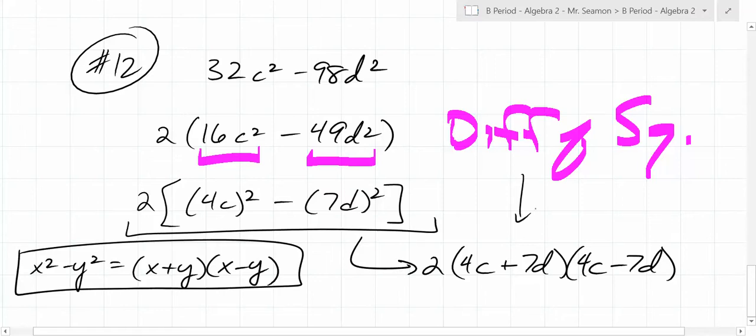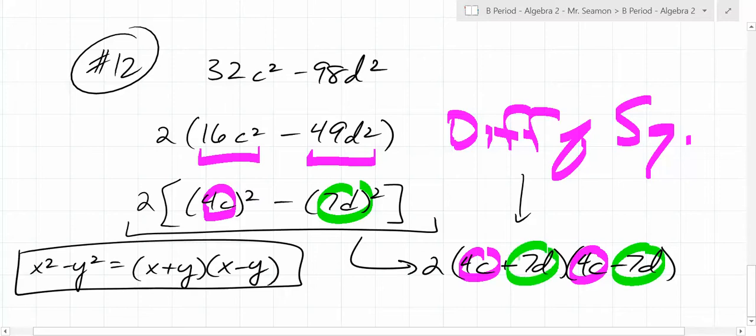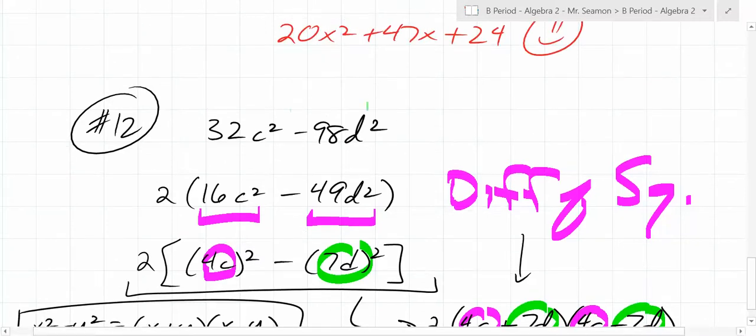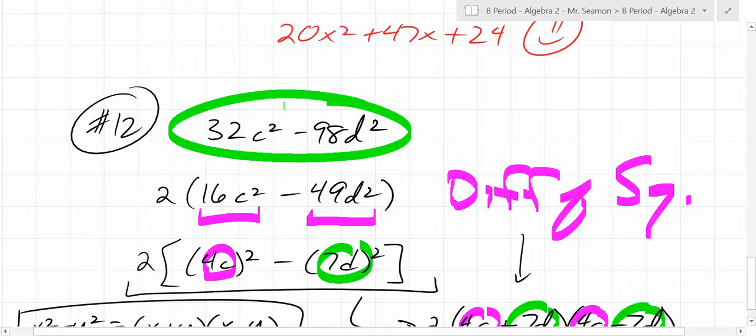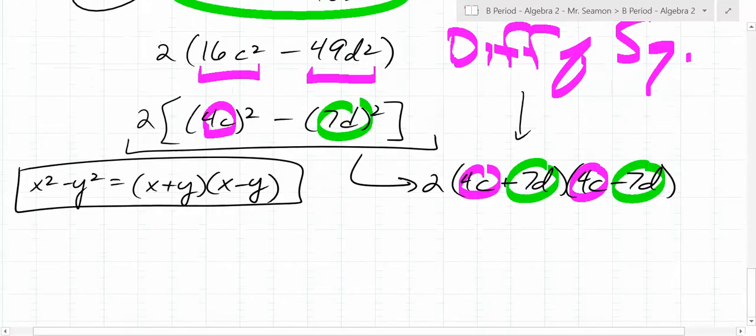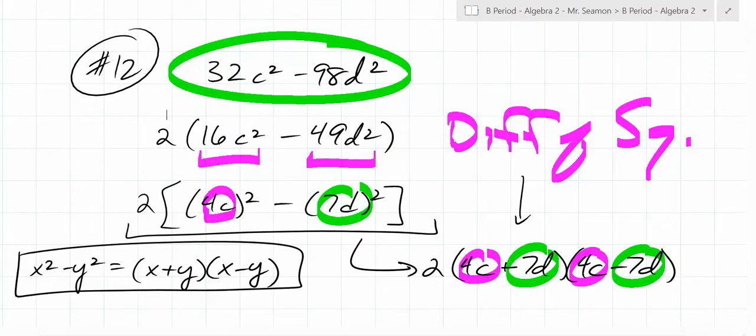You've applied that formula. Look, here's the 4c right here, and where did that go? Right there. What about the 7d? There's the 7d right there. Does that kind of make sense? This one was a little tricky because, are the squares obvious right there? Not really. But what's the first thing you always try to do? If I gave you something really big, you always try to pull out and make things smaller, right? It's easier to factor smaller things.